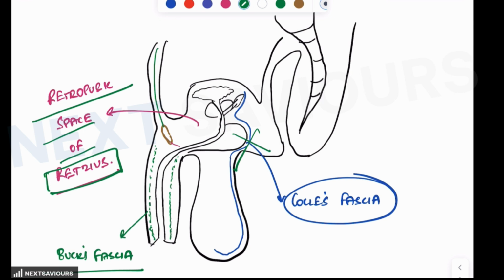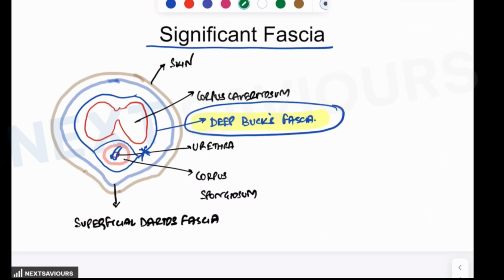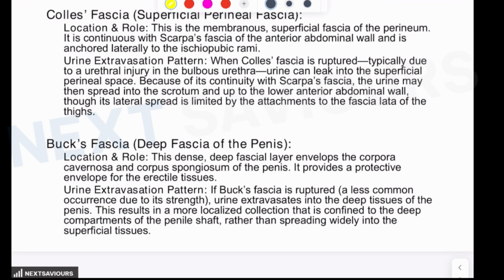So what we have remembered till this point are the two portions of the urethra, that means the anterior and the posterior one. And the second one are the two important fascia: the deep Buck's fascia and the Colles fascia. Why are the Colles fascia and deep Buck's fascia significant? As all of you know, Colles fascia is the membranous superficial fascia of the perineum, and it is continuous with the Scarpa's fascia of the anterior abdominal wall and is anchored laterally to the ischiopubic rami. Now, this point is significant.